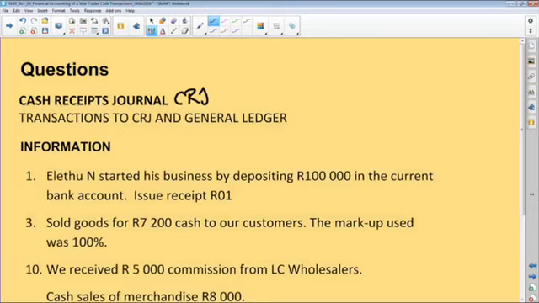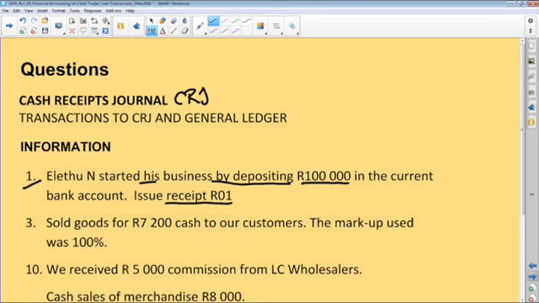So the very first one is given. It's the first, and Iletu N started his business, so it's a male owner, by depositing the 100,000 Rand in the current account. Issue receipt number R01. Now, remember, we have the big 5. We have receipt number, that's number 1. We have the date. We have who paid the business the money. So who gave the business money? Then the amount. We have the amount, it's 100,000.